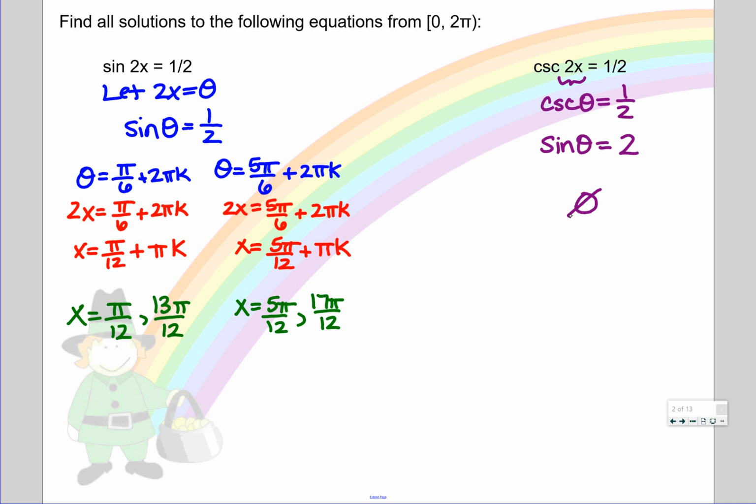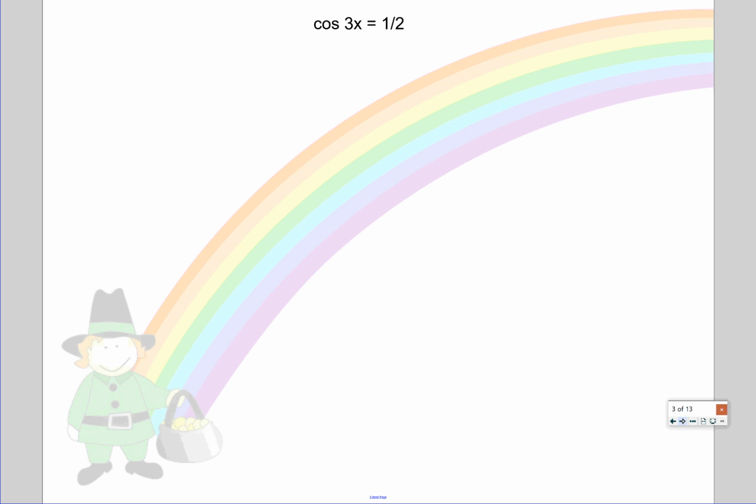All right. Good there? Okay. All right, let's try this one. Cosine 3x equals a half. So again, I am going to put a theta there and solve the easier equation first. 3x equals theta.